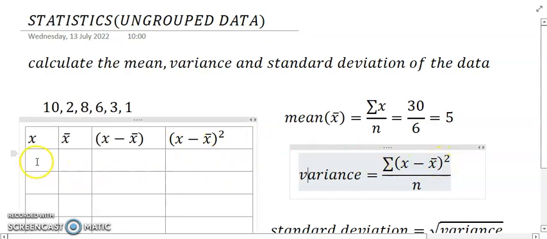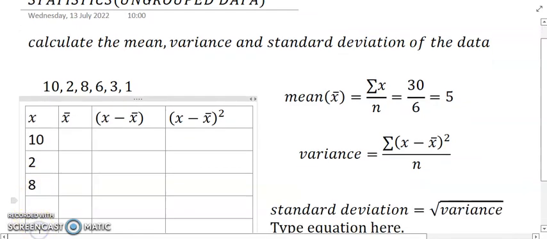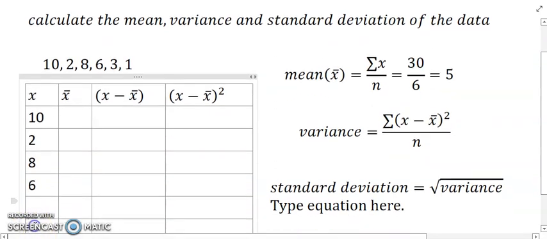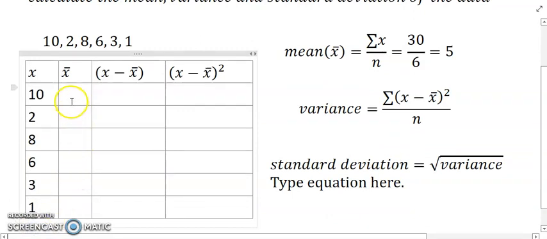Okay, let's quickly fill up the table. We have 10, 2, 8, 6, 3, and the last value is 1. Our mean is 5, 5, just likewise 5, 5, and 5.